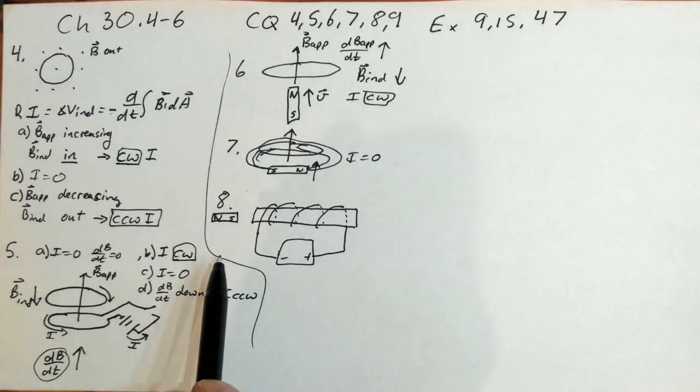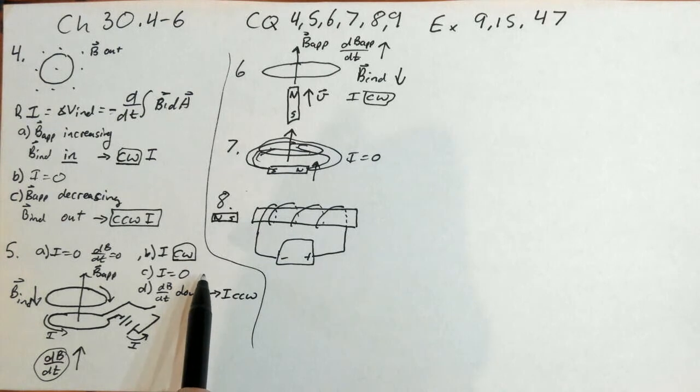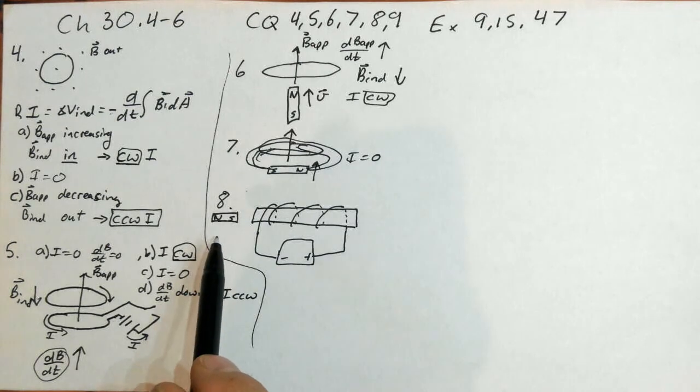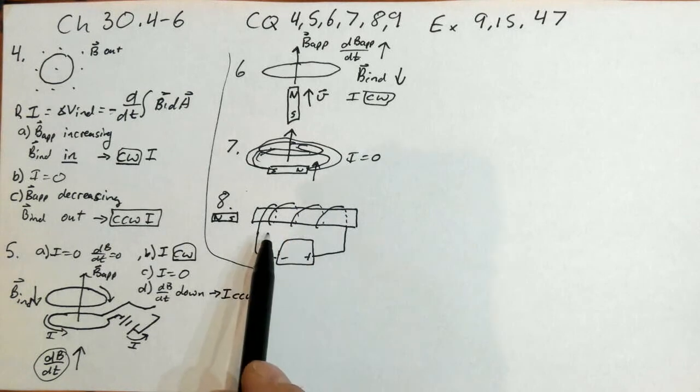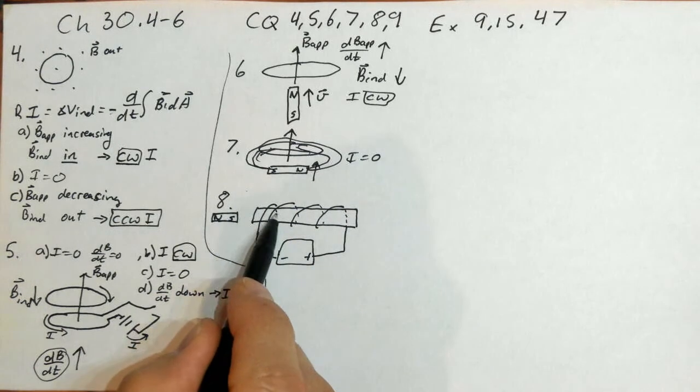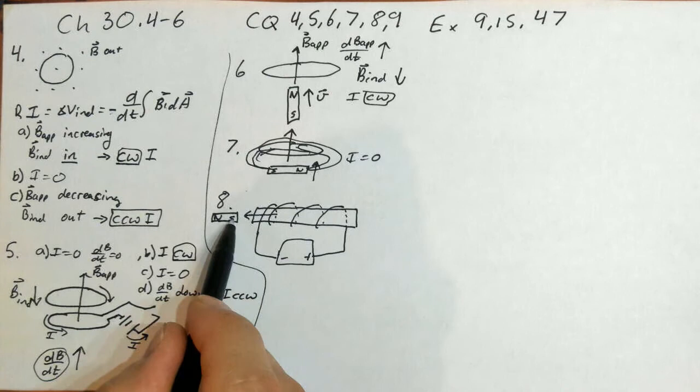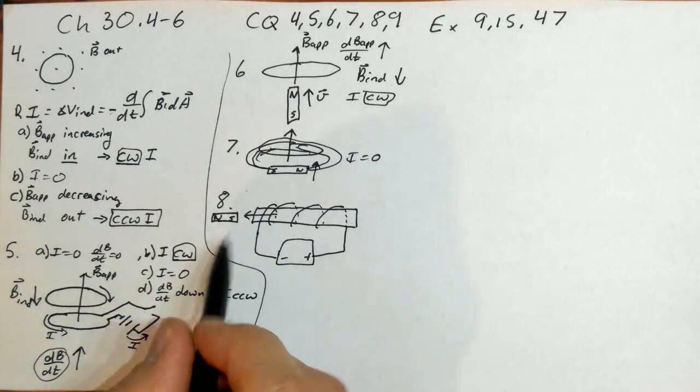Okay. So what's the first thing to ask? First thing is, what is the direction of the applied field through these coils, through these loops? Okay, they point this way because they point into the south and out of the north. Okay, so this is B applied.